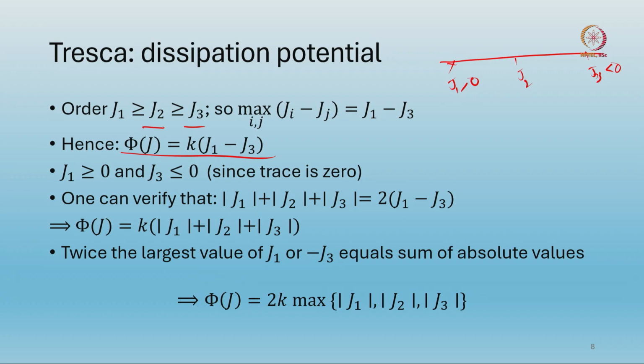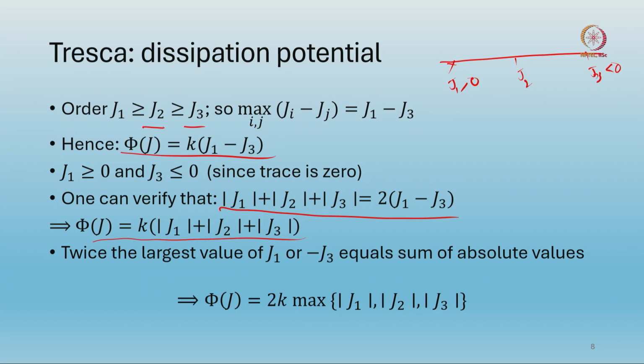So, this is always true, because if J2 is not equal to 0, then we can always translate the whole thing appropriately. So, this is always true. Now, therefore, instead of k times J1 minus J3, I can simply say phi j, there is a half that will come, but k is a material constant. So, let us incorporate that half within k and call it k. So, therefore, phi j I can call as k times modulus of J1 plus modulus of J2 plus modulus of J3.